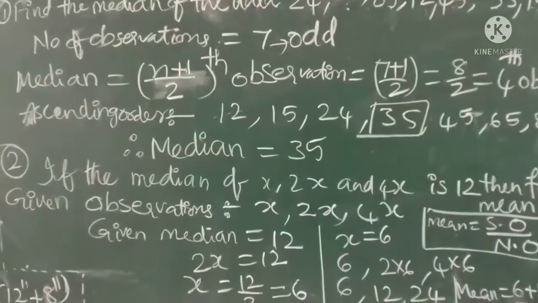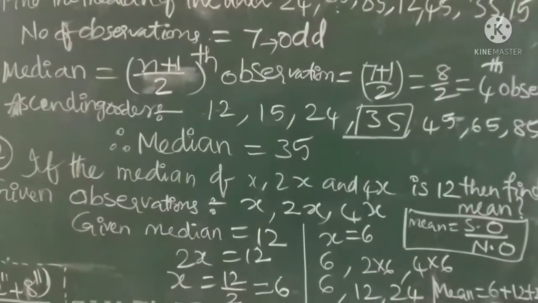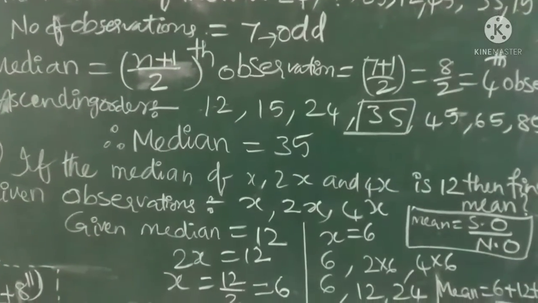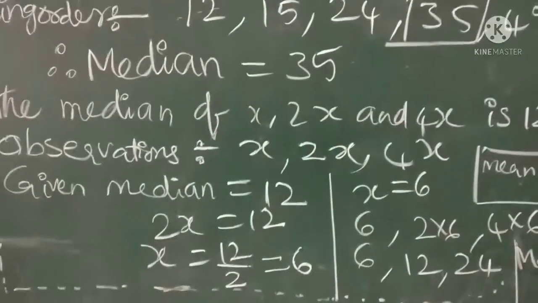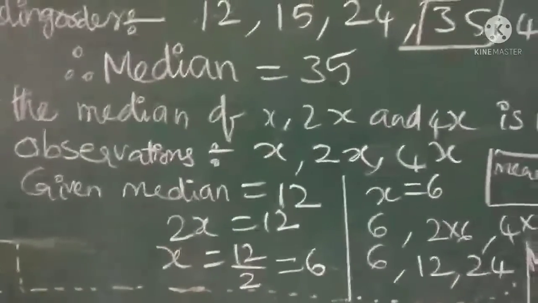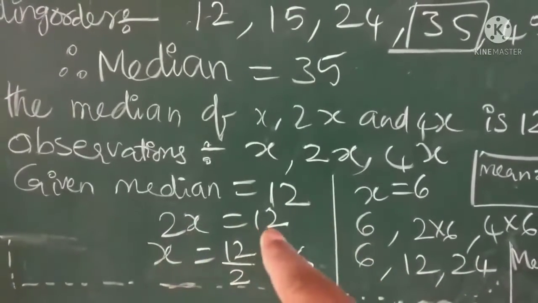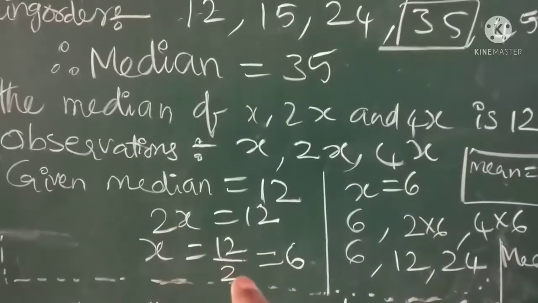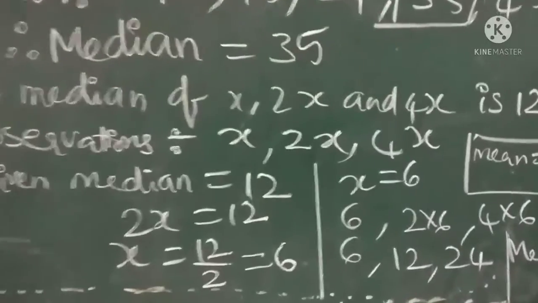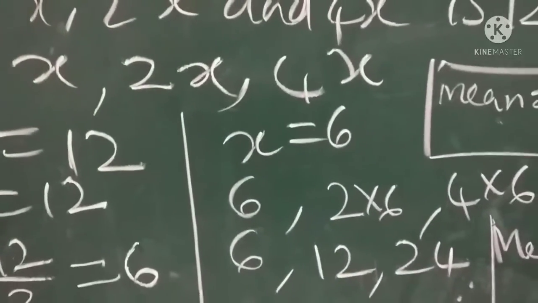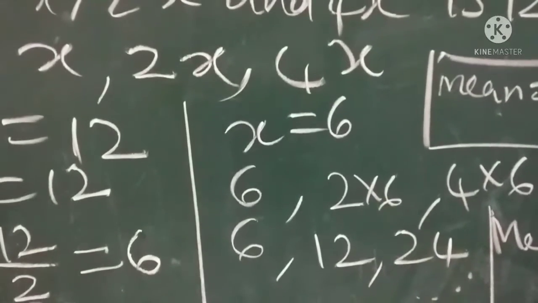Next, second question. If the median of x, 2x, 4x is 12, then find the mean of the data. Given observations x, 2x, 4x. As there are 3 observations, the middle term, the second term 2x, will be the median. Given median 12, so 2x is equal to 12, x is equal to 12 by 2. So x value is 6. Then the given observations can be written as 6, 2 into 6, 4 into 6. 6, 12 and 24 are the observations.